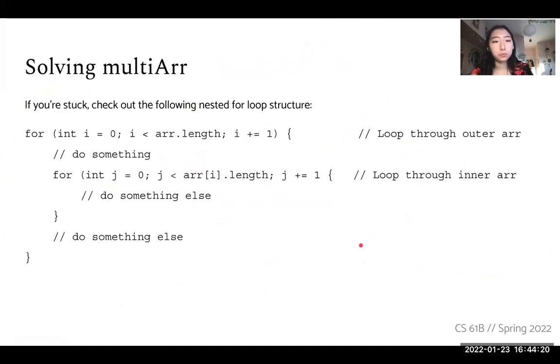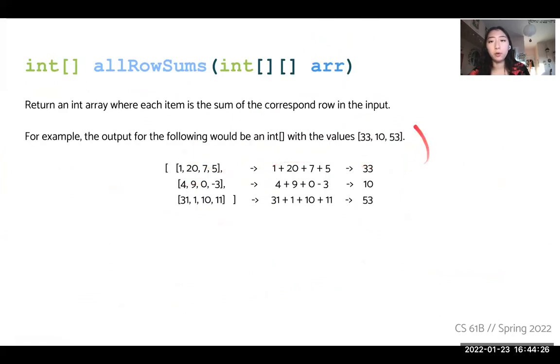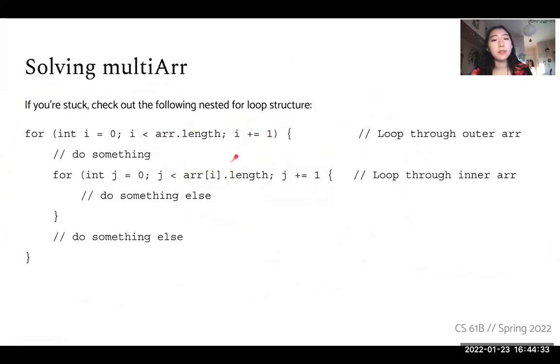And so this quantity basically is the number of items our output array should have, right? Because we're going to have one item per row. And then this is just the length of the inner arrays. And so with that, that is the end of this homework 1 walkthrough video.